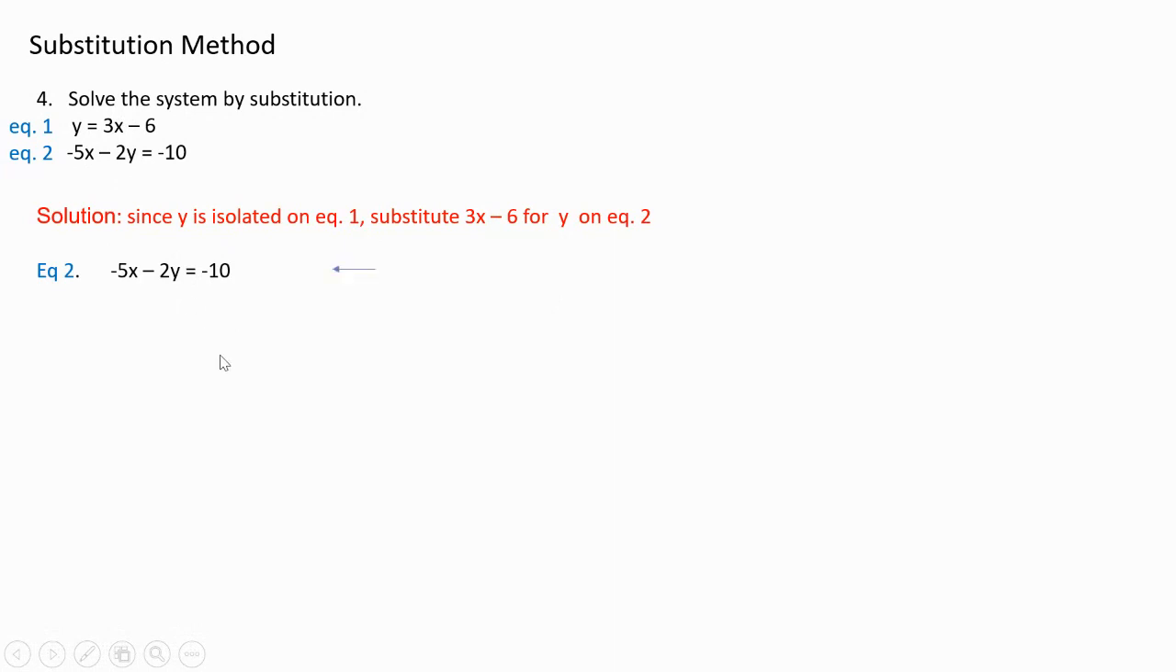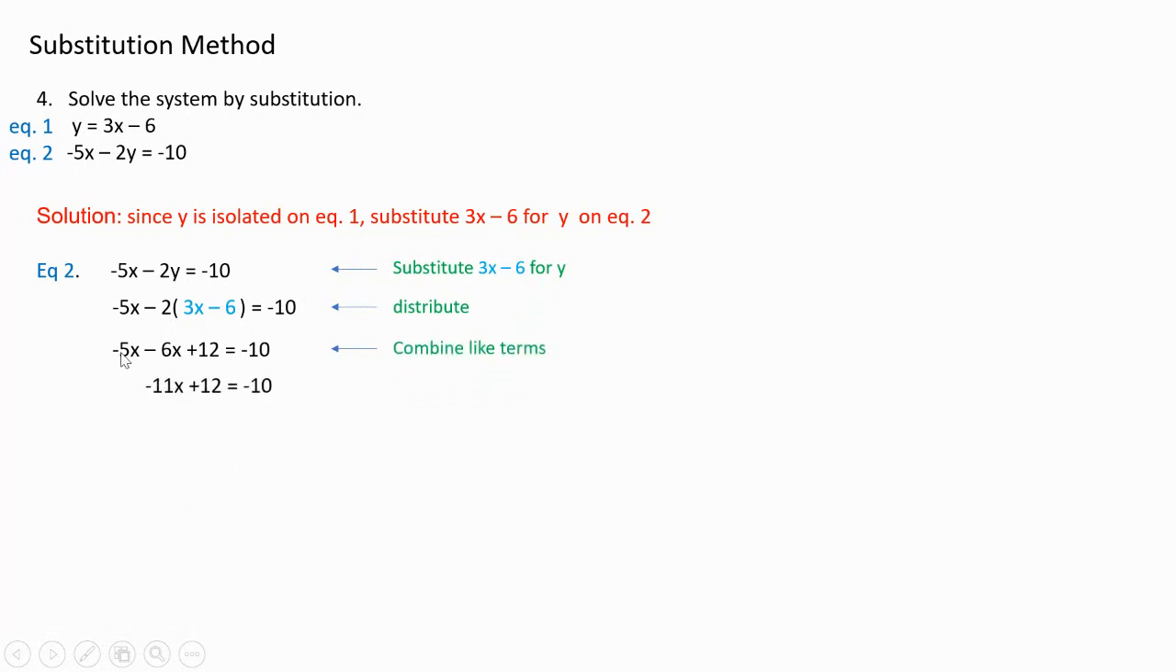So it's going to go here, right? You see, I left some space because I'm going to plug in 3x minus 6 for the y. And then all we do is just distribute. So we get -5x minus 6x plus 12 equals negative 10. Now I'm going to combine like terms, which these are considered like terms. So negative 5x minus 6x will give us negative 11x plus 12 equals negative 10.